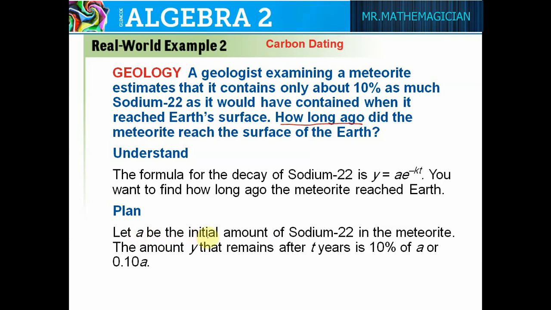So let A be the initial amount of sodium-22 in the meteorite. The amount y that remains after t years is 10% of A, meaning 0.10A, or you can say 0.1A, the same.